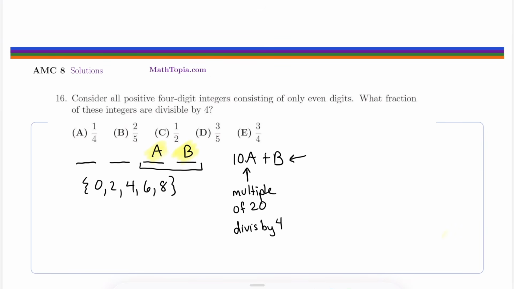In order for B to be divisible by 4, it can either be the digit 0, 4, or 8. That makes 3 possibilities for B out of the 5 total possible digits we could have chosen from. Since divisibility by 4 is only contingent on the last 2 digits, we don't care about these first 2 digits. And since 10A is always a multiple of 20 and therefore divisible by 4, we don't care about A either. That makes the information we have about B enough to answer this question, which would be D, 3/5.